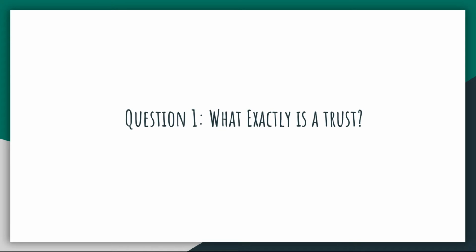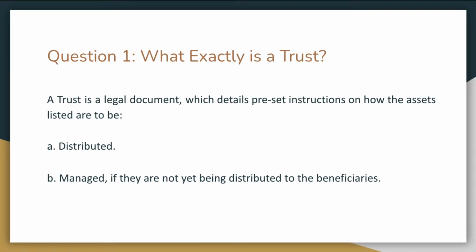And so very quickly, let me start by answering the first question, which is what exactly is a trust? So basically, a trust is a legal document which details preset instructions on how the assets listed are to be distributed and managed if they are not yet distributed to the beneficiaries. And that's it. That is the answer to question number 1.